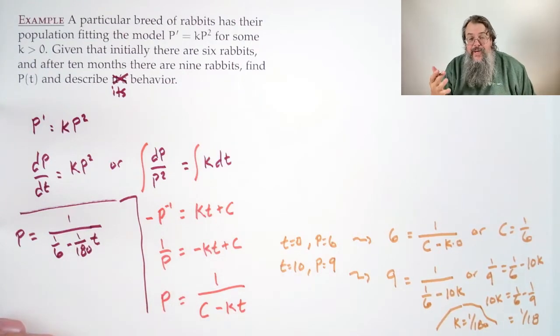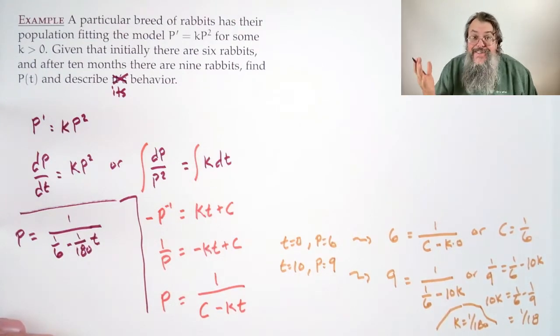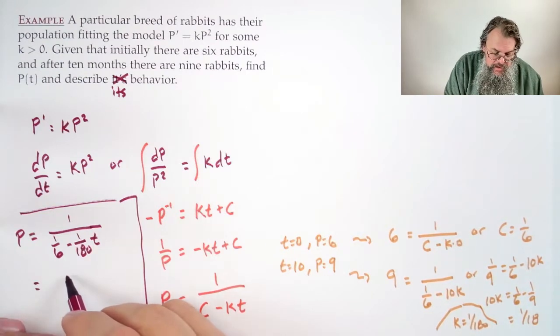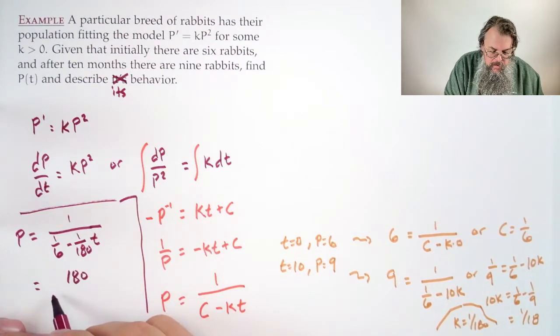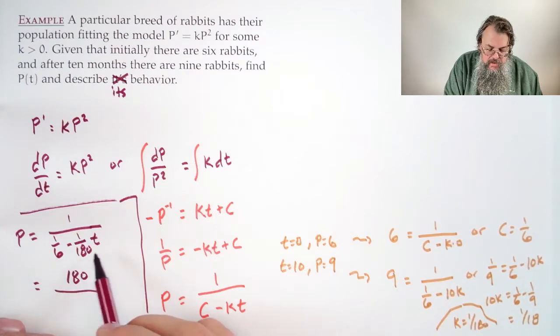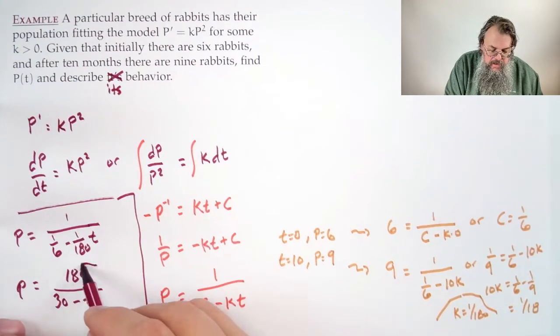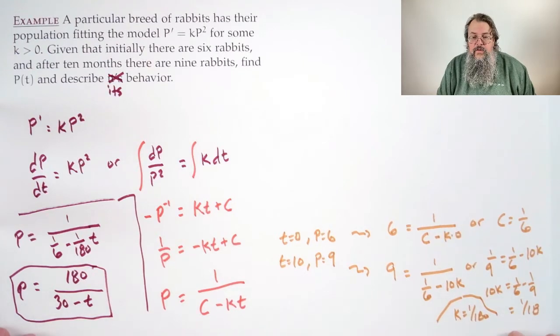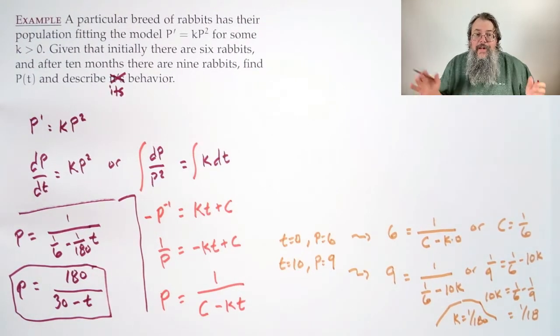Now, if you don't like fractions within fractions, and who does? Madmen, I think. Well, okay, so let's multiply top and bottom by 180. So this would be 180 divided by, down here, you'd have 30 subtract T. So there we go. There's our population. All right. So great. We did it. We found it. We found P of T.